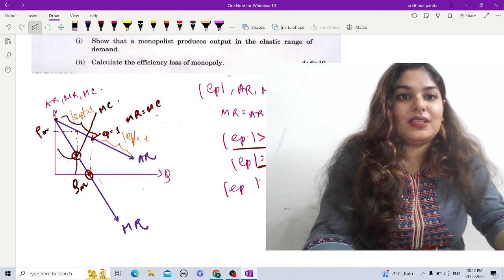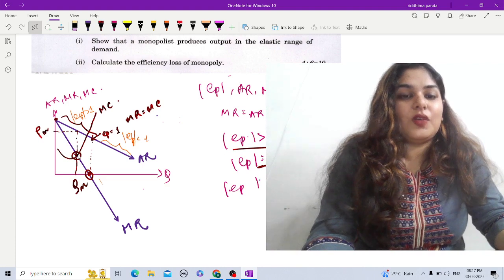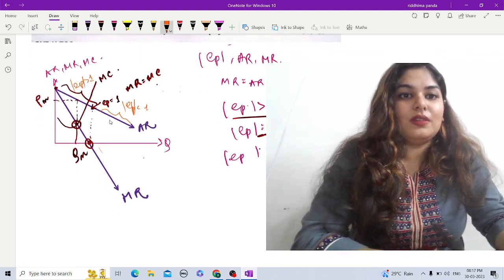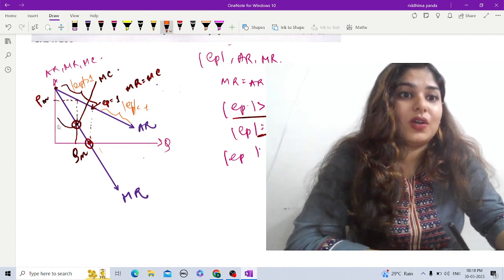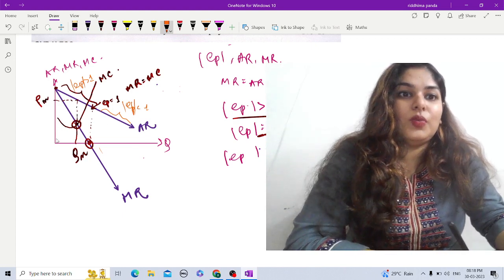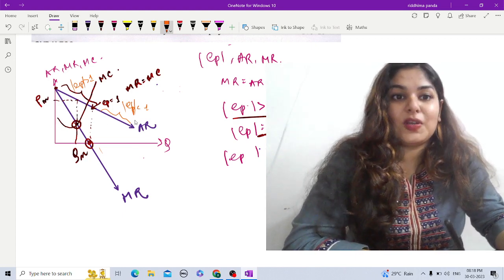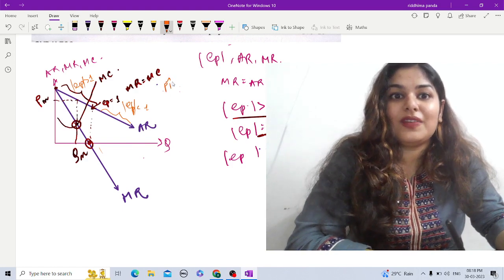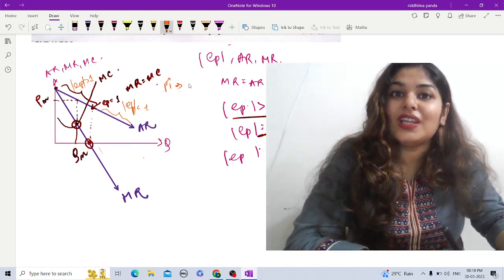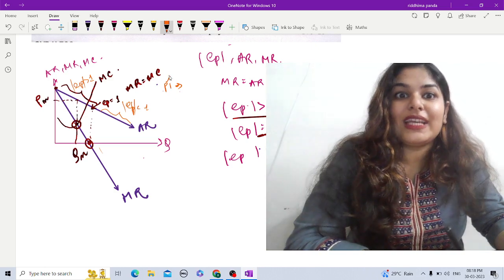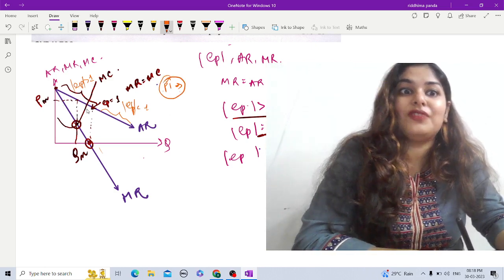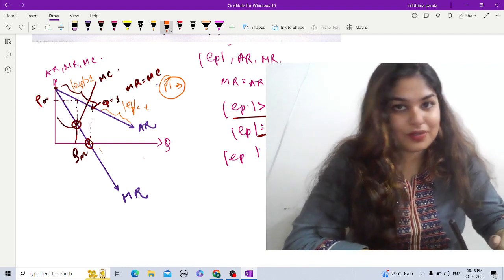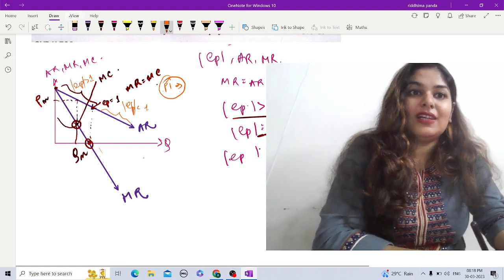Now, why is it so? If it is producing at the inelastic portion, it is not profitable because it can increase its profit. Why? Because here the monopolist will continue to increase the price, because in the inelastic portion, for an increase in price, the change in output is not much. So it can just keep on increasing the price and it will stop until it reaches the elastic portion. Okay, so that is the logical reason.